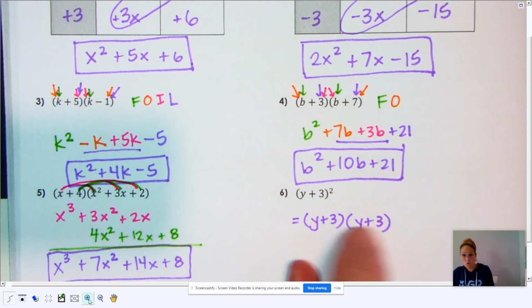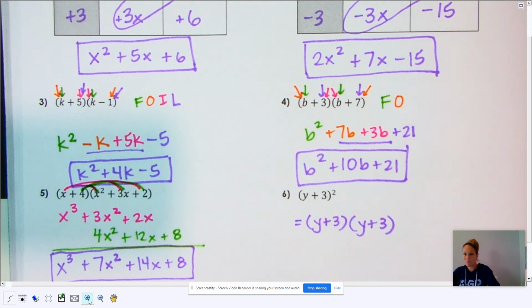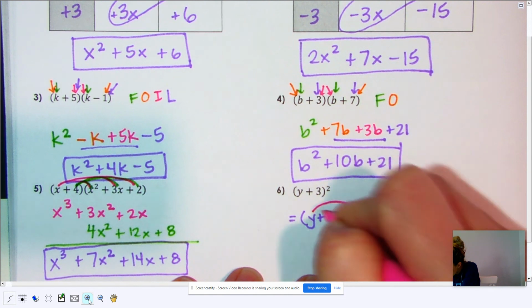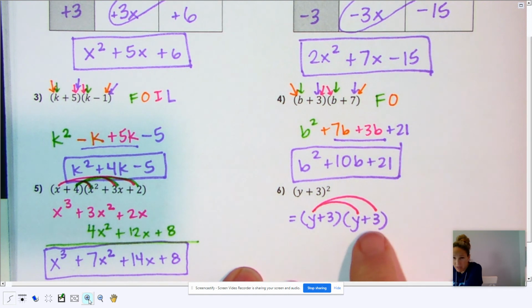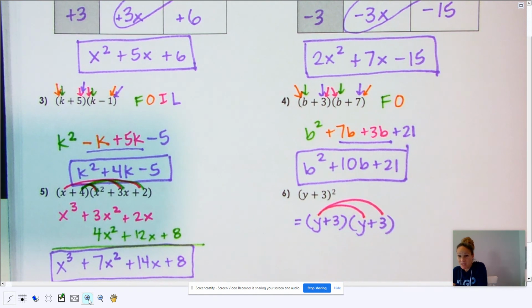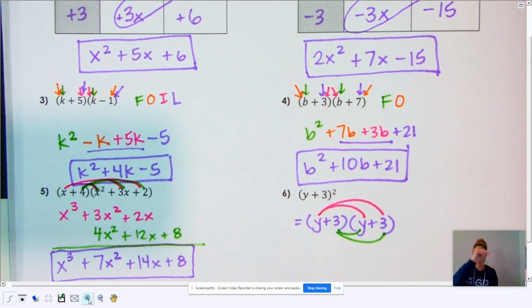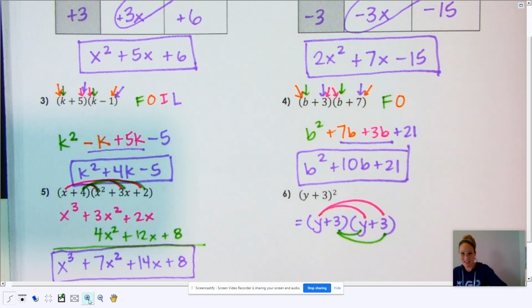Because when we write it out twice, now we say, oh, well, it's this repeated distribution, right? So the y goes to both of the things in the parentheses that follow, but so does the 3. The 3 goes to the y and the 3. Kind of looks like a crab claw or an ocean wave. Okay, so we're going to go ahead and multiply that out.